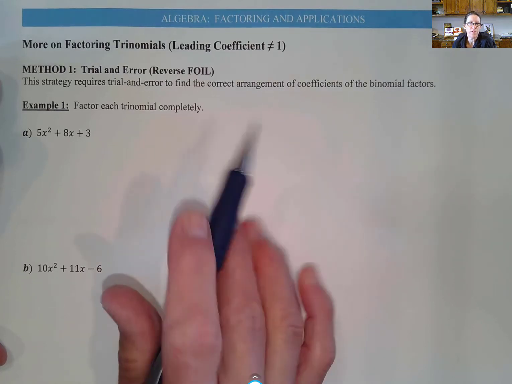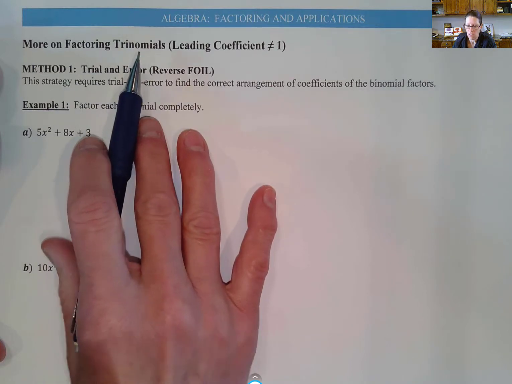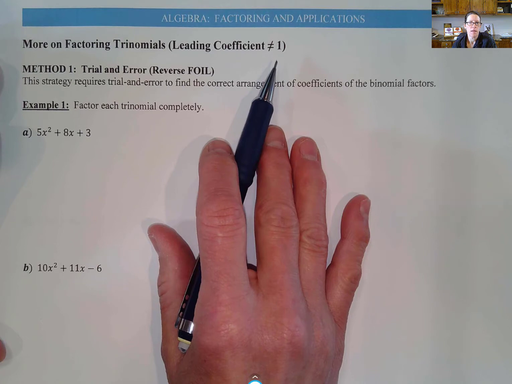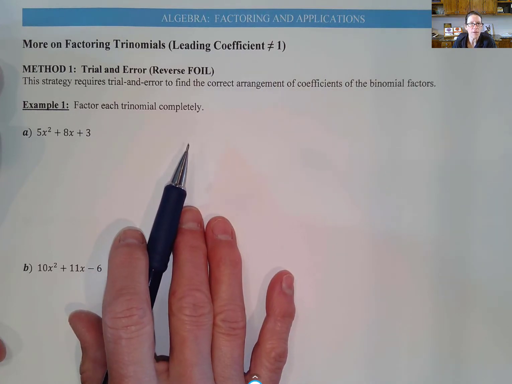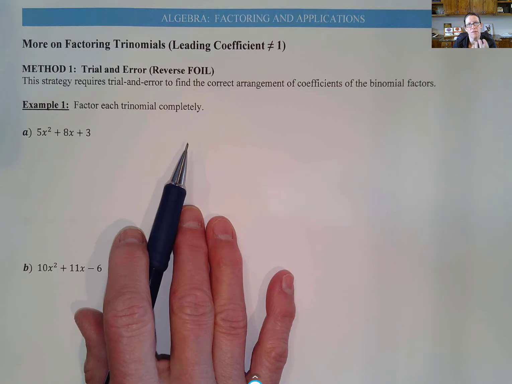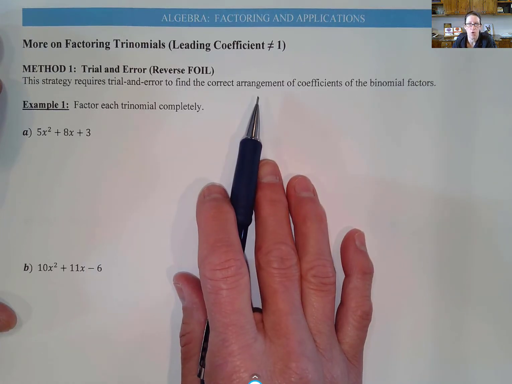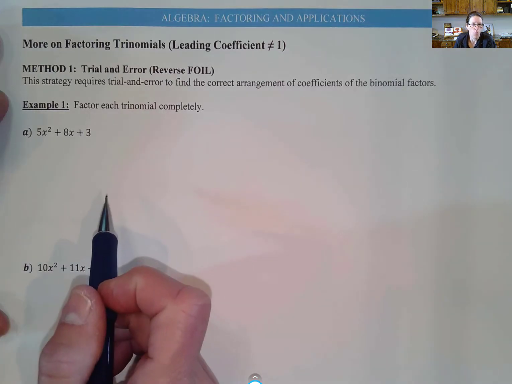Hello students, in this video we will learn more about factoring trinomials with a leading coefficient that is not equal to 1. Now we're going to look at two methods for factoring these trinomials, and our first method is trial and error. That is, we're going to reverse the process of multiplying two binomials. Okay, this strategy requires trial and error to find the correct arrangement of coefficients of the binomial factors. Here we go with example 1.